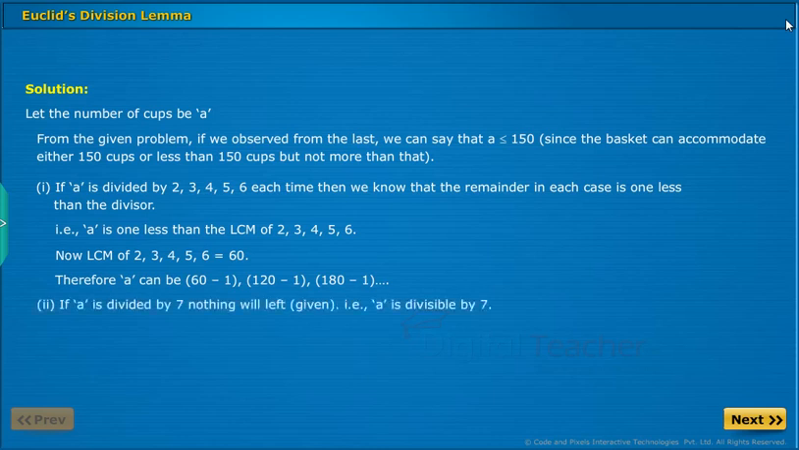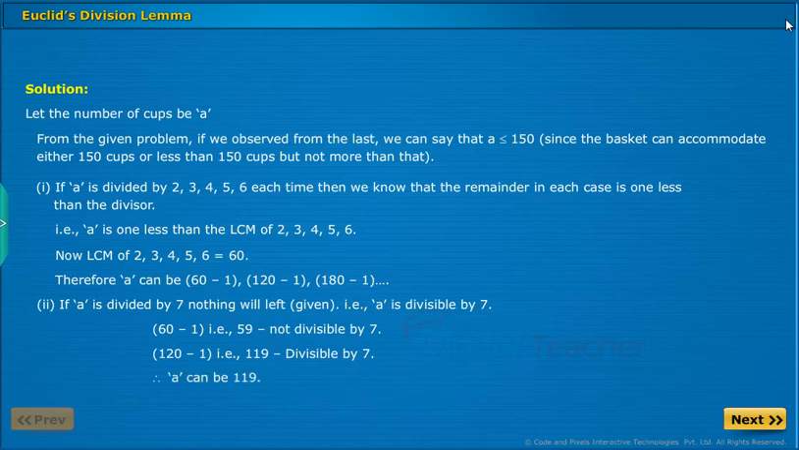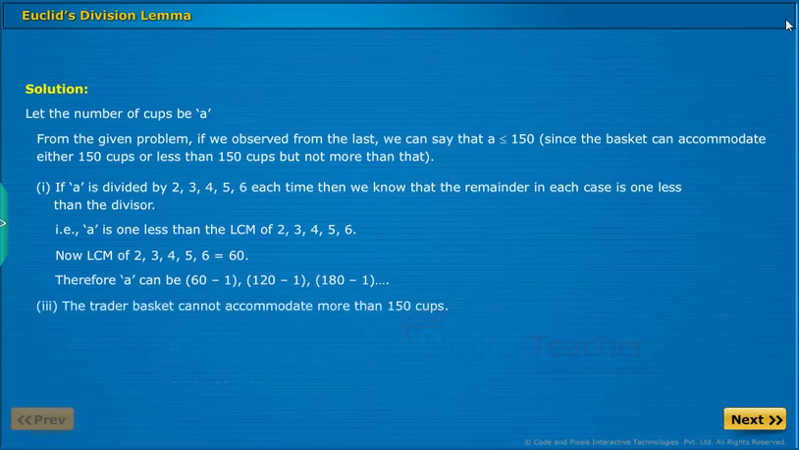2. If A is divided by 7, nothing is left. That is, A is divisible by 7. 60 minus 1, that is 59, is not divisible by 7. 120 minus 1, that is 119, is divisible by 7. Therefore, A can be 119. 3. The trader's basket cannot accommodate more than 150 cups. Therefore, 180 minus 1 cups cannot be there. Therefore, the number of cups broken is equal to 119.